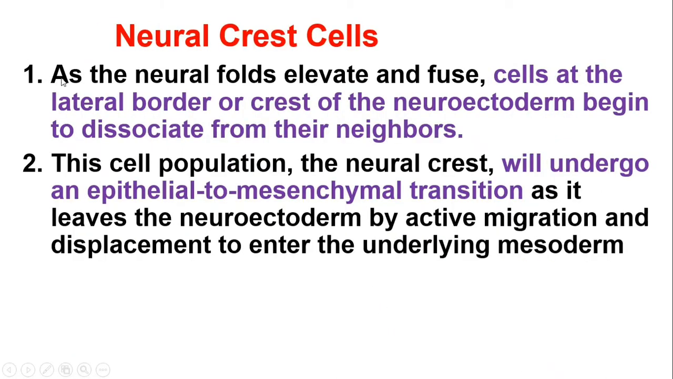The neural crest cells form from the elevated fold. When the elevated fold fuses, the neural crest cells migrate from this neuroectoderm and begin to dissociate from their neighbors. This cell population, the neural crest, will undergo an epithelial to mesenchymal transition.